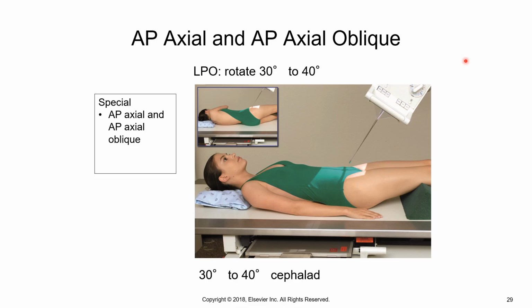What we are going to practice, and what most facilities do, is this AP axial. AP is referring to how the central ray is passing through, anterior to posterior. Axial implies that there's an angle of more than 10 degrees. So anytime you see the word axial, it implies angle of more than 10 degrees.